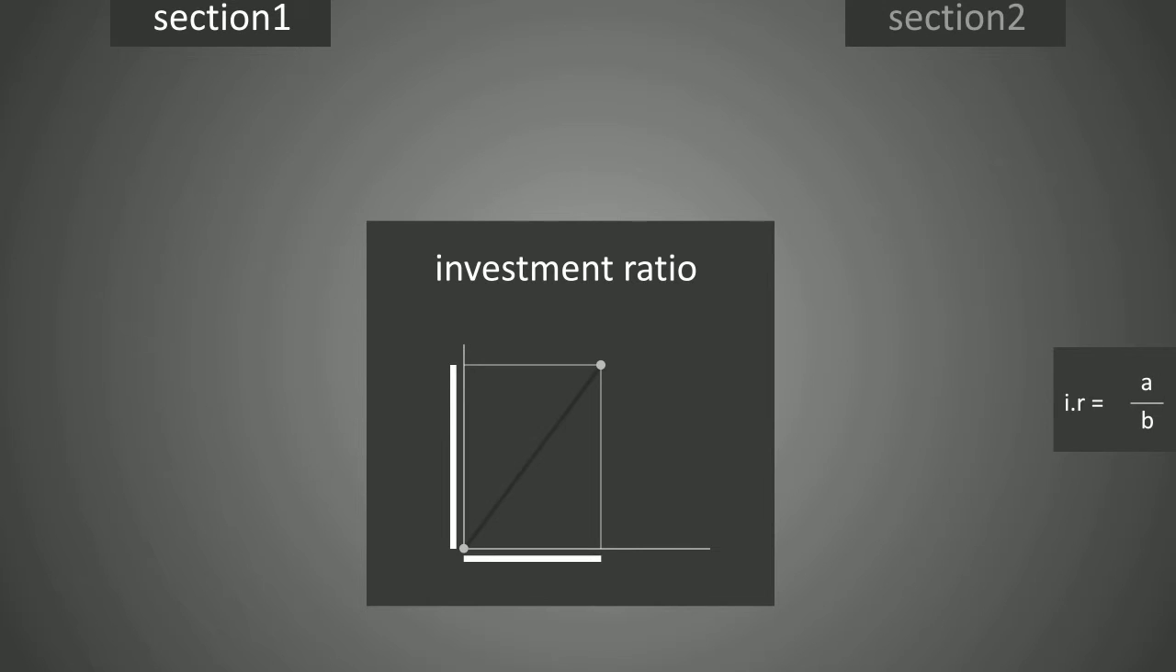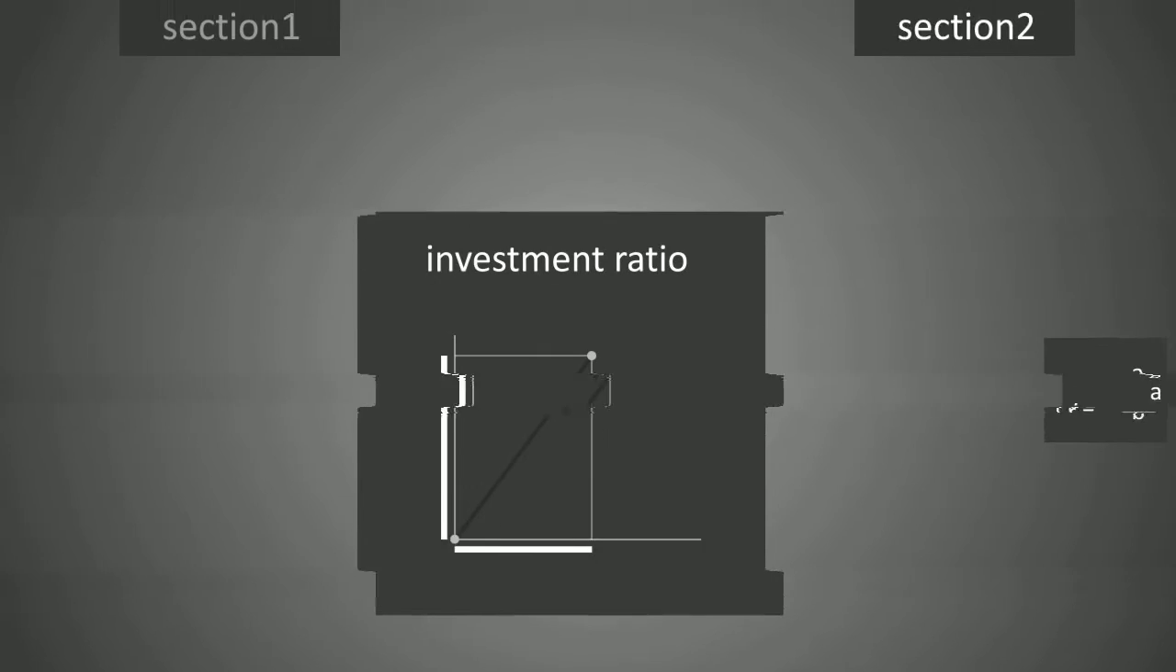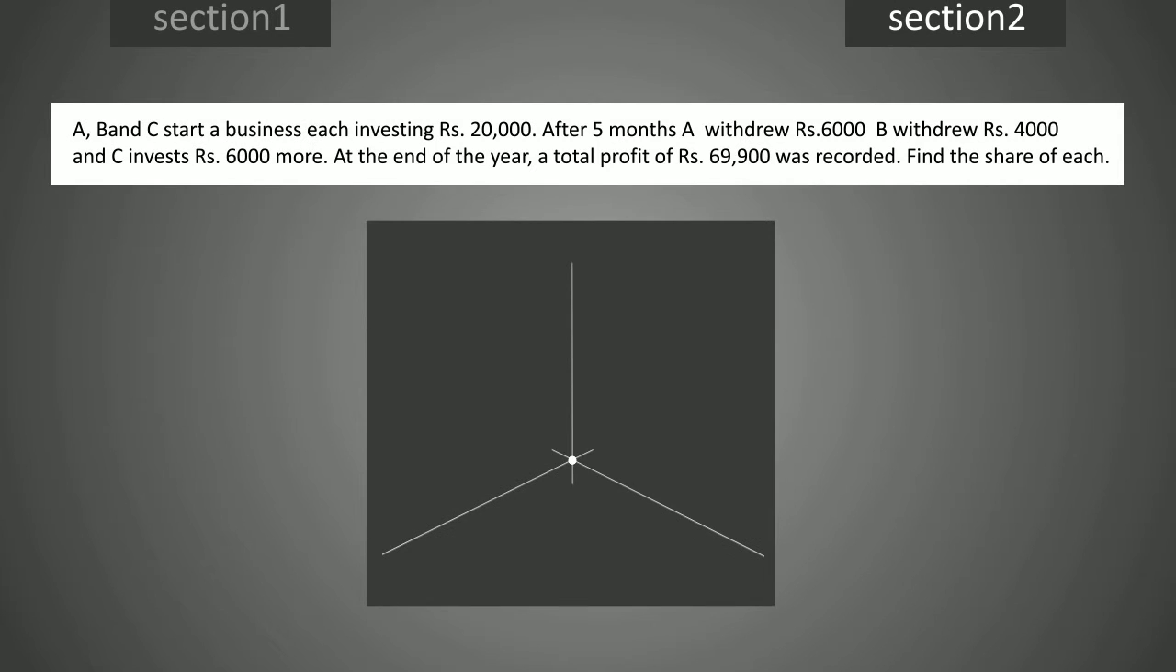Okay, let's move to section 2, problem 1. A, B and C start a business, each investing rupees 20,000. After 5 months, A withdrew rupees 6,000, B withdrew 4,000 and C invested 6,000 more. At the end of the year, a total profit of rupees 69,900 was recorded. Find the share of each.